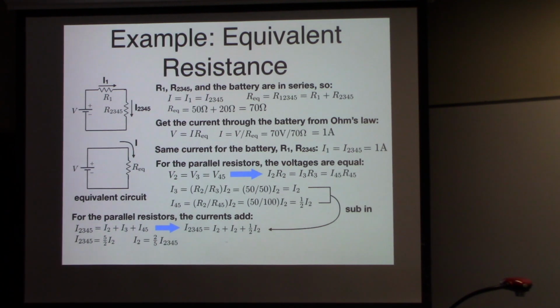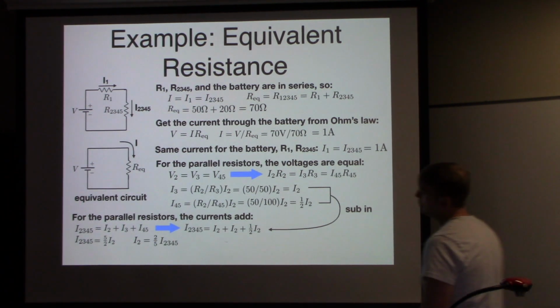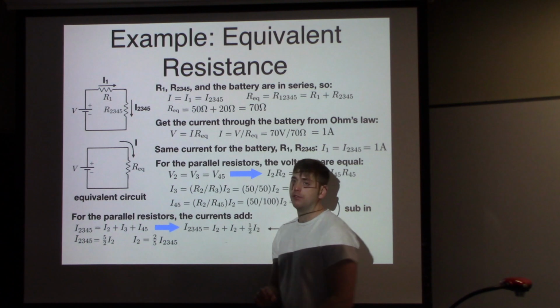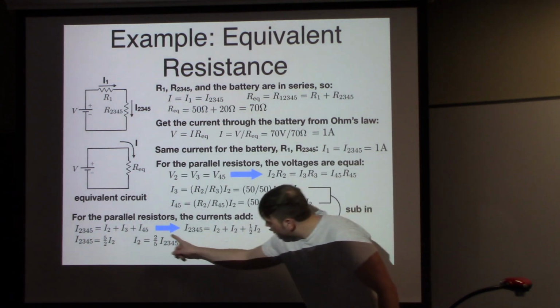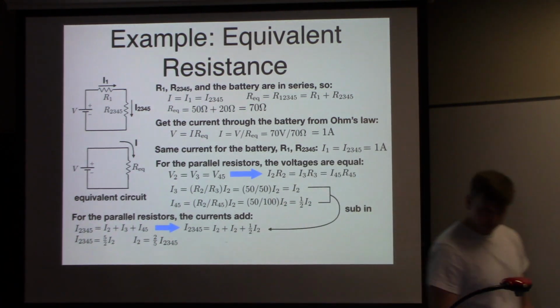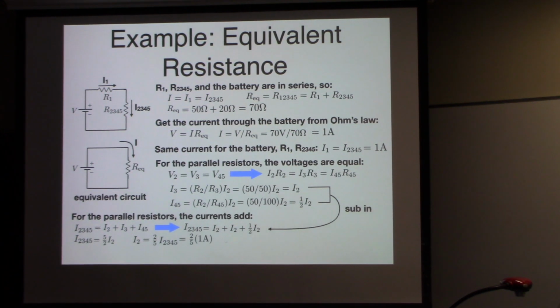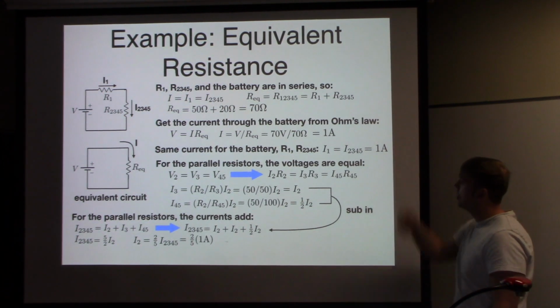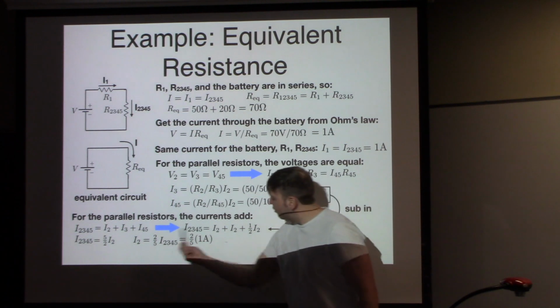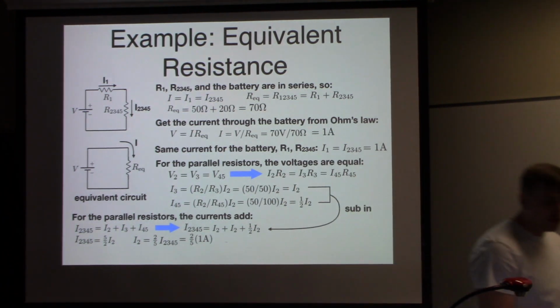So go ahead and solve for I2. That's going to be 2/5 times I2, 3, 4, 5. We know this current right here, so plug it in. Remember, that was 1 amp. We already came up with that. So I2 is 2/5 times 1 amp, so 0.4 amps.